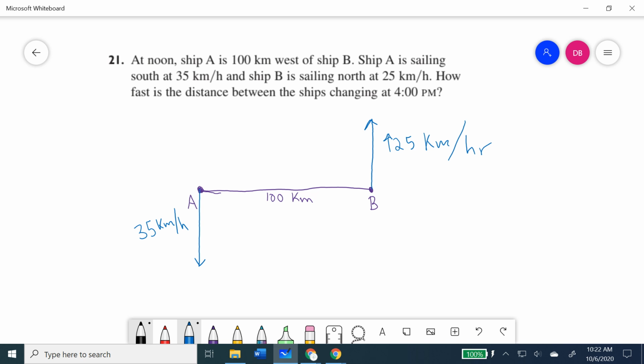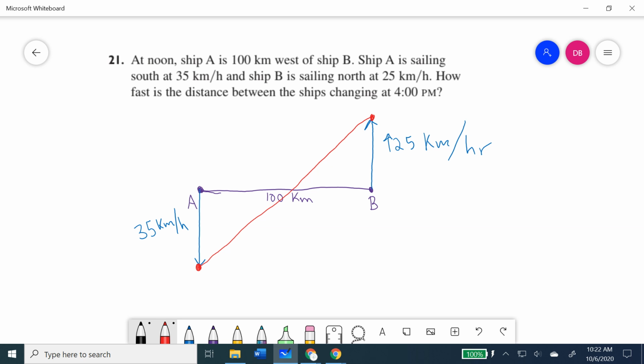They're asking how fast is the distance between the ships changing at 4 p.m. The distance between the ships as time is moving is going to be this diagonal distance. Now, it might look scary when you first see the drawing, and you might be thinking, oh, do I have to deal with two triangles?